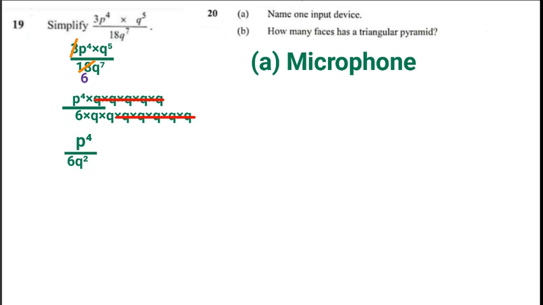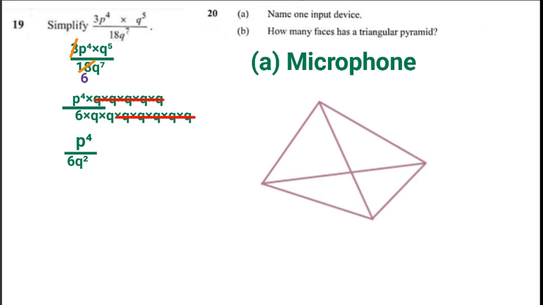Now we go to question number 20b, which is: how many faces has a rectangular pyramid? Okay, so also not rectangular but triangular pyramid. How many faces has a triangular pyramid? So here is an example of a triangular prism. Why? Because the base has got a shape of triangle, so it's a triangular prism.